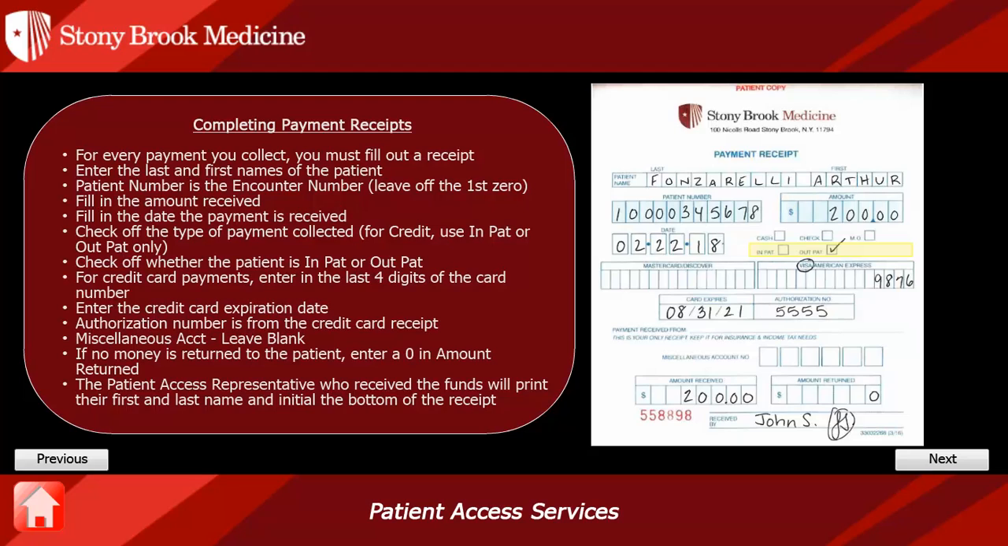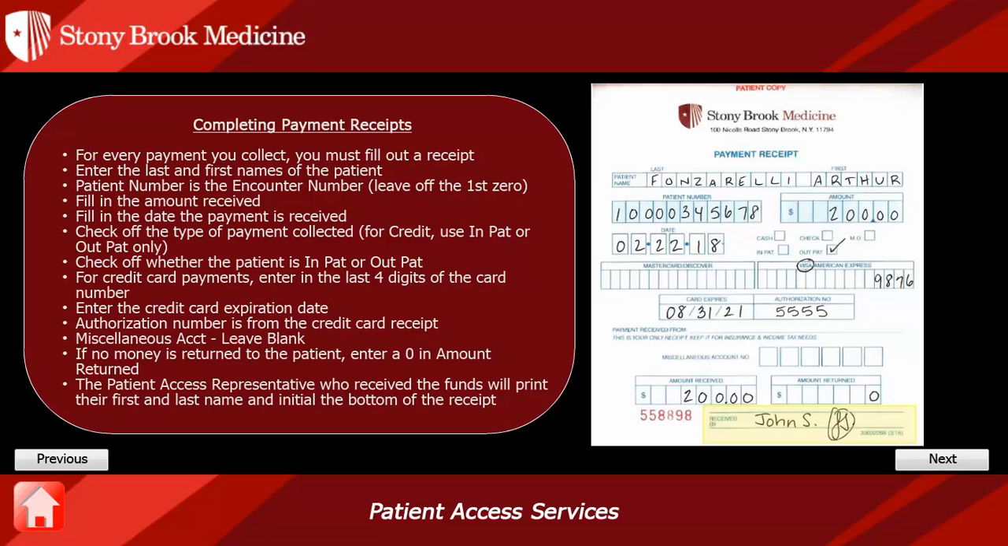For credit, use inpatient or outpatient only. Check off whether the patient is inpatient or outpatient. For credit card payments, enter in the last 4 digits of the card number. Enter the credit card expiration date. The authorization number is from the credit card receipt. Leave the miscellaneous account blank. If no money is returned to the patient, enter a 0 in amount returned.